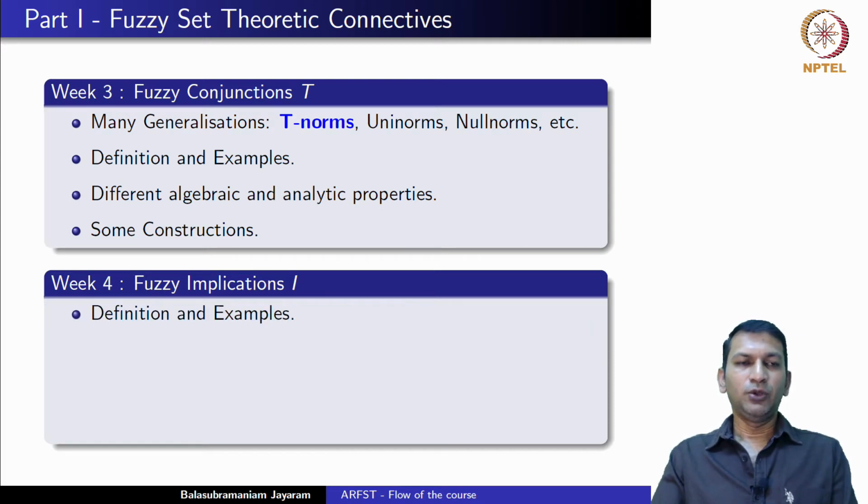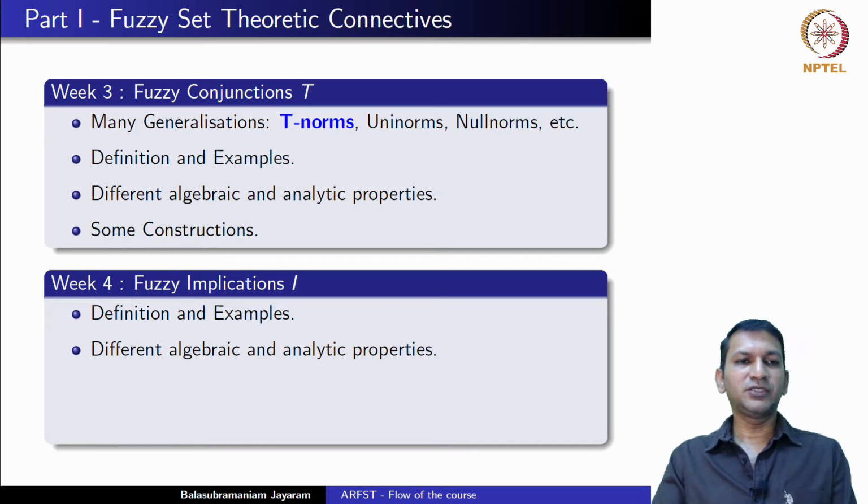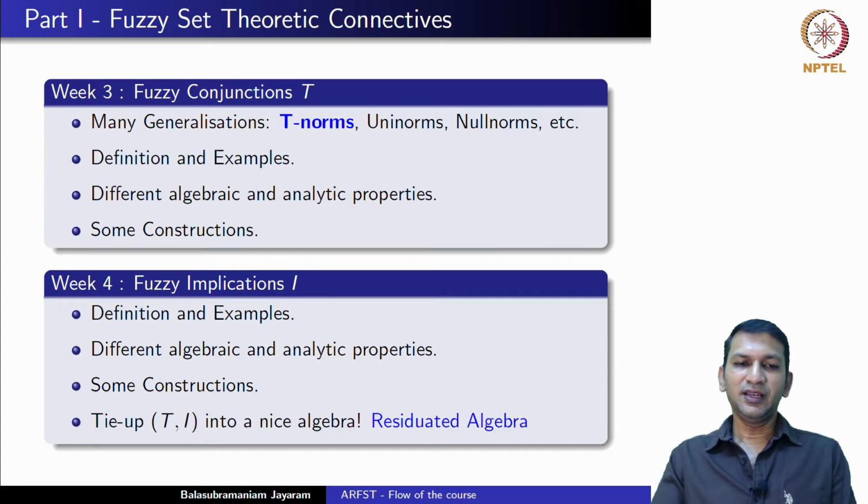Once again, we will look through the axiomatic definition of a fuzzy implication and some important and useful examples, the algebraic and analytic properties of these operations, some constructions of these operations, and more interestingly, we will try to tie up this T norm and an implication into a nice algebraic framework. And largely, one such algebraic framework that is used is that of a residuated algebra.